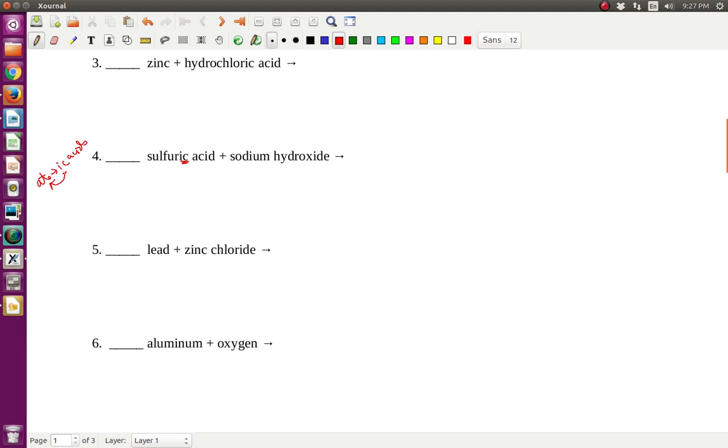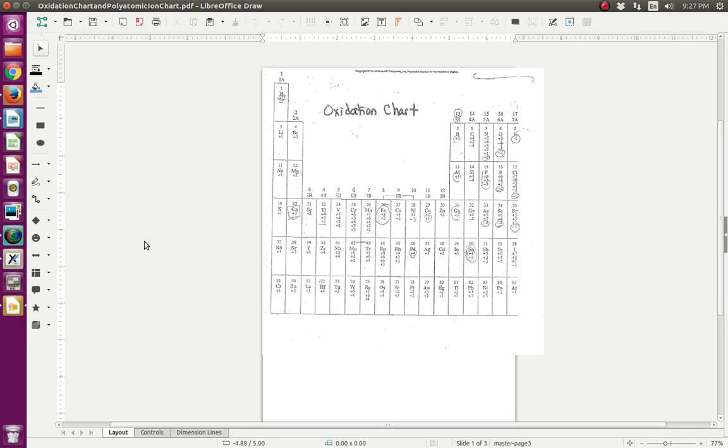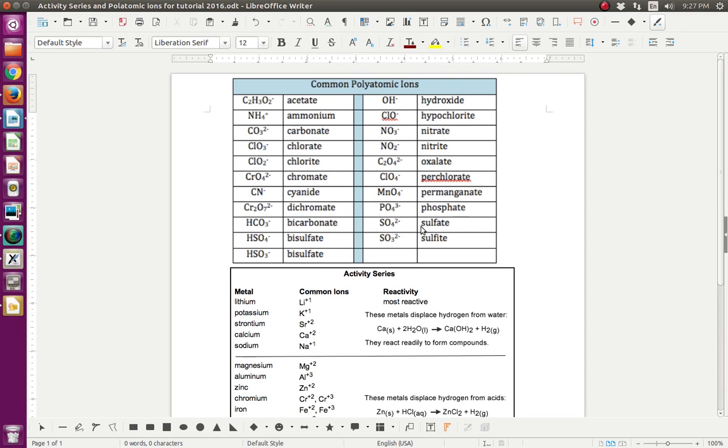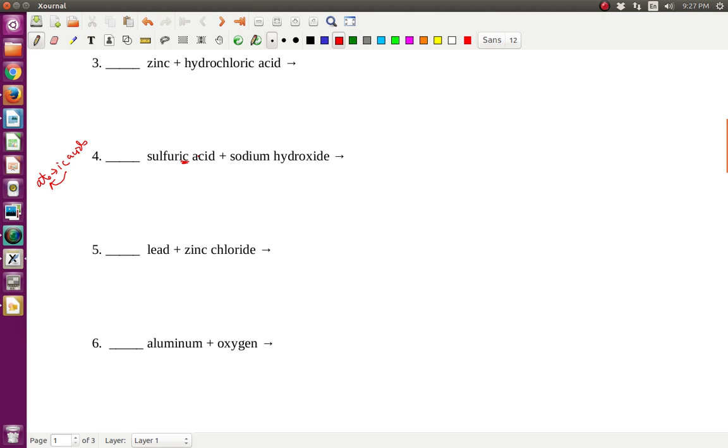So let's pull up the polyatomic ion sheet. Nope, not that one. There it is. Okay, let's see. Do we have sulfate? Yep, SO4 with a 2 minus. It's SO4 with a 2 minus. So let's go back over here and write that down.